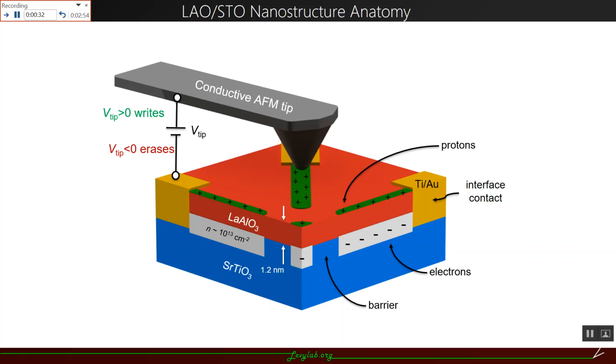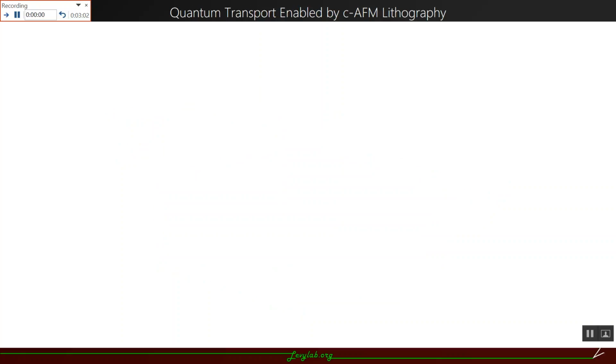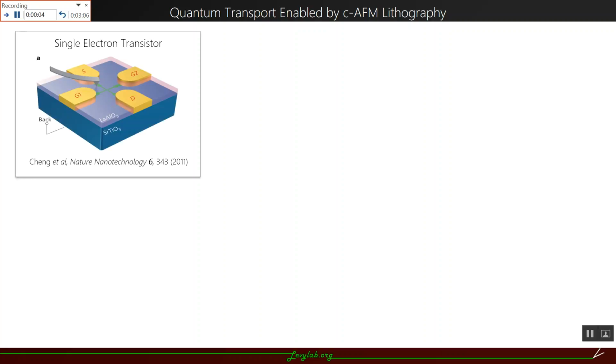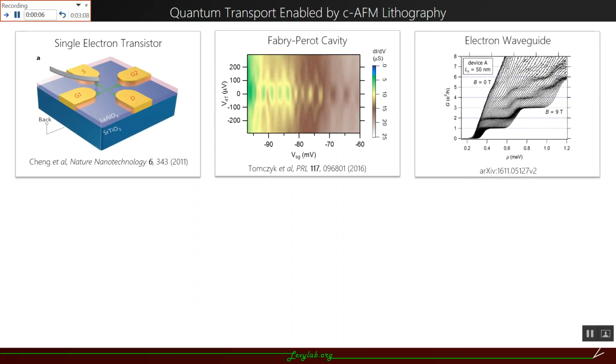And in this way we can create nanoconstrictions and tunneling barriers in these interface nanowires, which are on the order of 2 to 20 nanometers in width. Various devices we've been able to create using this technique include single electron transistors, Fabry-Perot cavities, and electron waveguides.